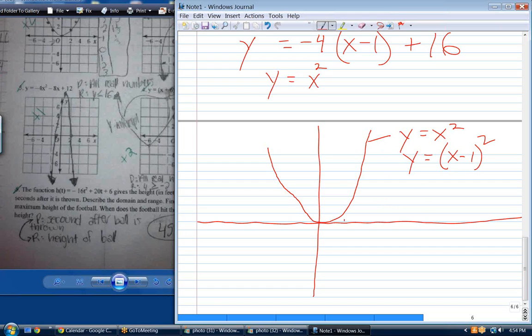Here's 1. It just moves the vertex. So the curve is exactly the same width, just moved over by 1. And it moved to the right because the format is x minus h. So in this case, h was a positive 1. Positive h's move to the right, negative h's move to the left.